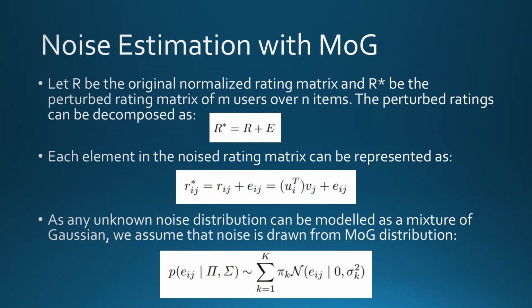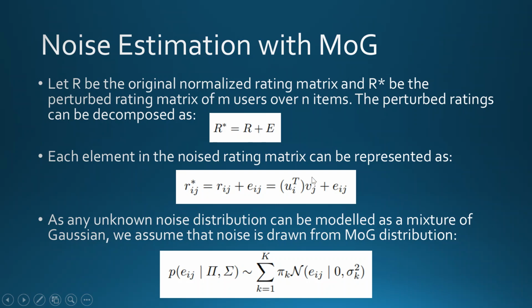The next part is the noise estimation, which will be done with a Gaussian mixture model. I'm going to guide you through how the noise estimation and the rating prediction will be done. However, the detailed explanation of each and every equation and how they were derived are given in the paper.